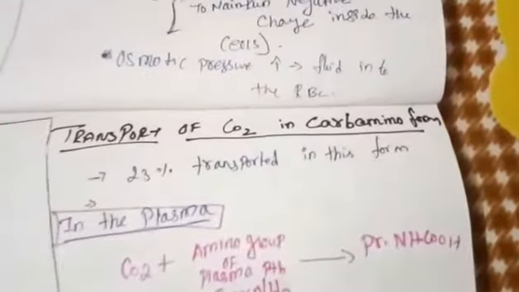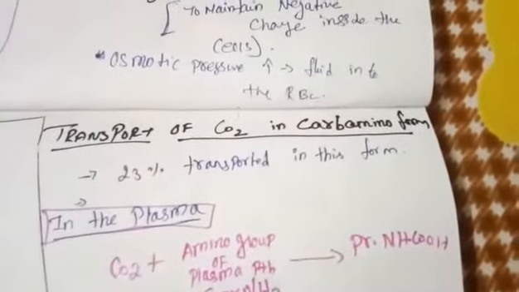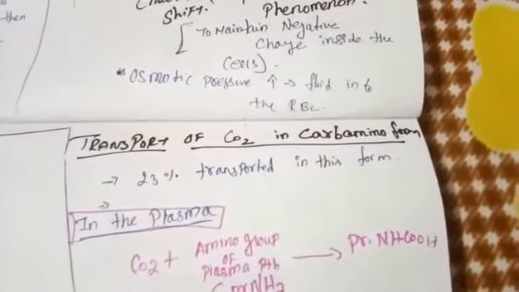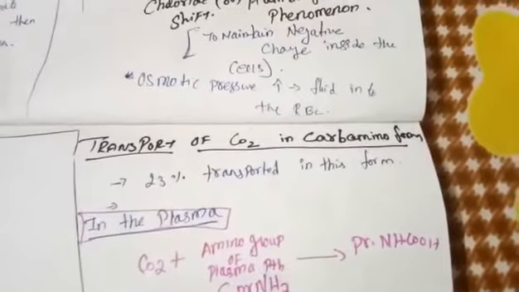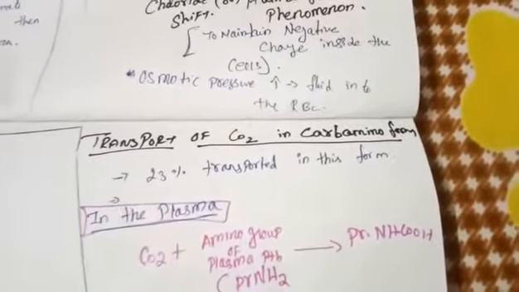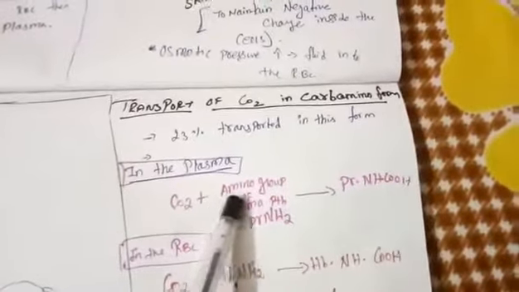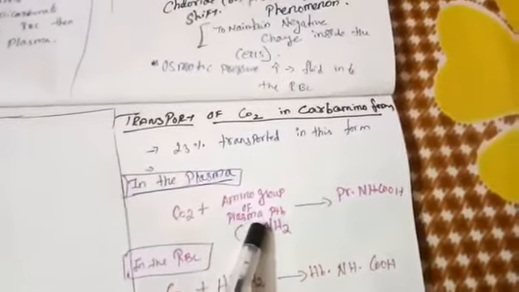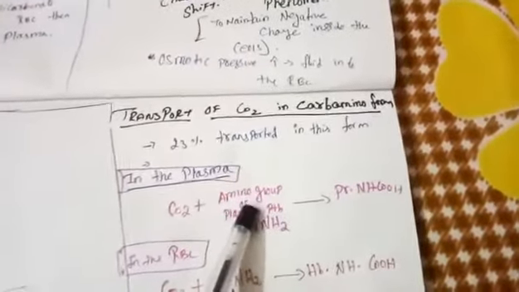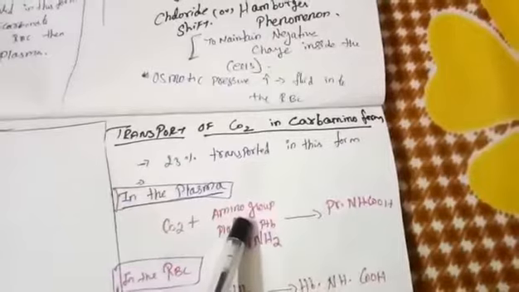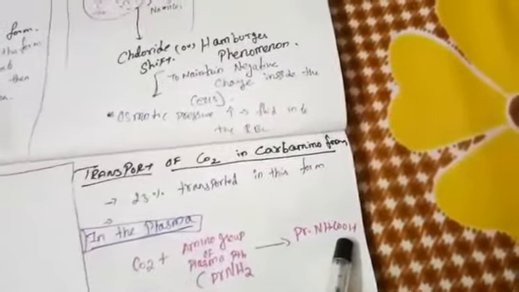The third form is transport of carbon dioxide in carbamino form. That is, 23% is transported in this form. Carbon dioxide binds with amino groups, forming carbamino compounds. In the plasma, the carbon dioxide binds with the amino group of plasma protein. You know the plasma protein has amino groups present. So the carbon dioxide binds with the amino group of plasma protein to form plasma protein carbamino compound.